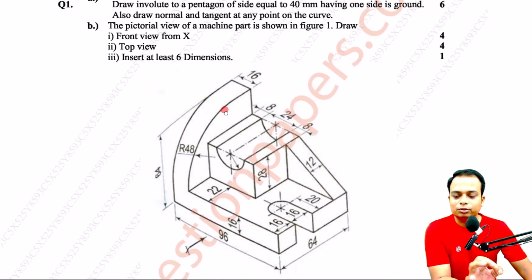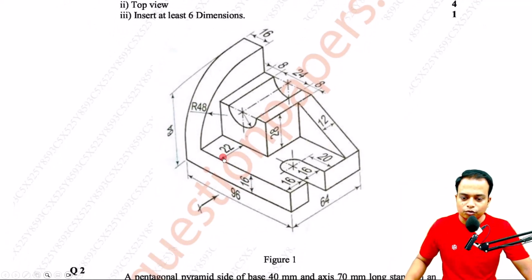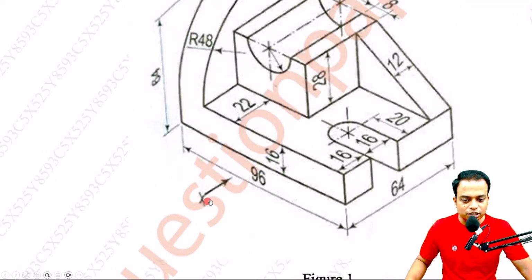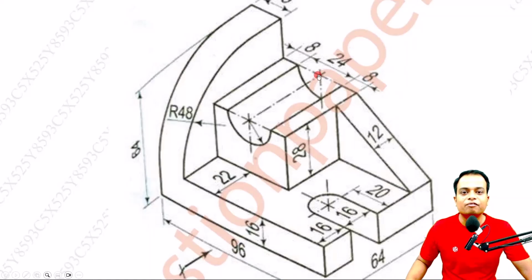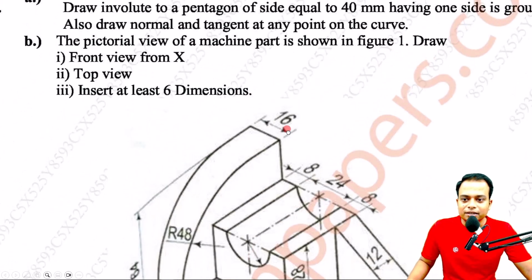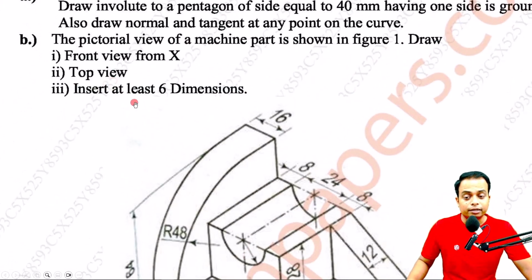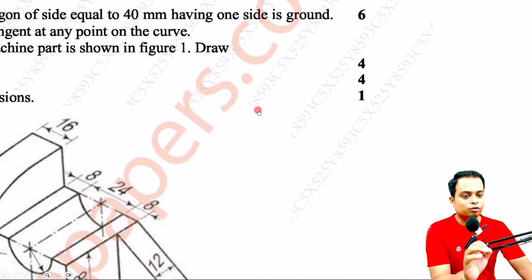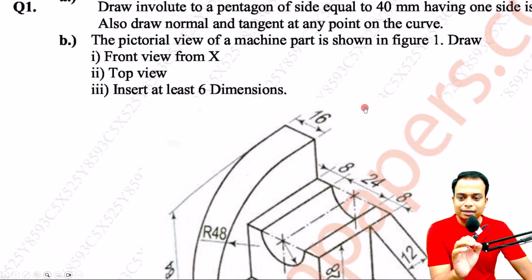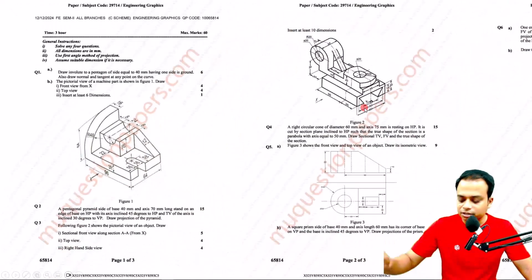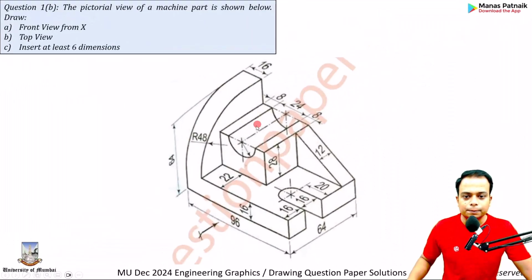Here we go. Okay, so there are as many as 3 parts. We have to make the front view from X. That means you have to watch it from over here and then create the entire front view. Okay. Secondly, you need to make the top view, and then in final third part, which is for 1 mark, you need to place or insert as many as 6 dimensions. Can be done easily. Take a look at this.